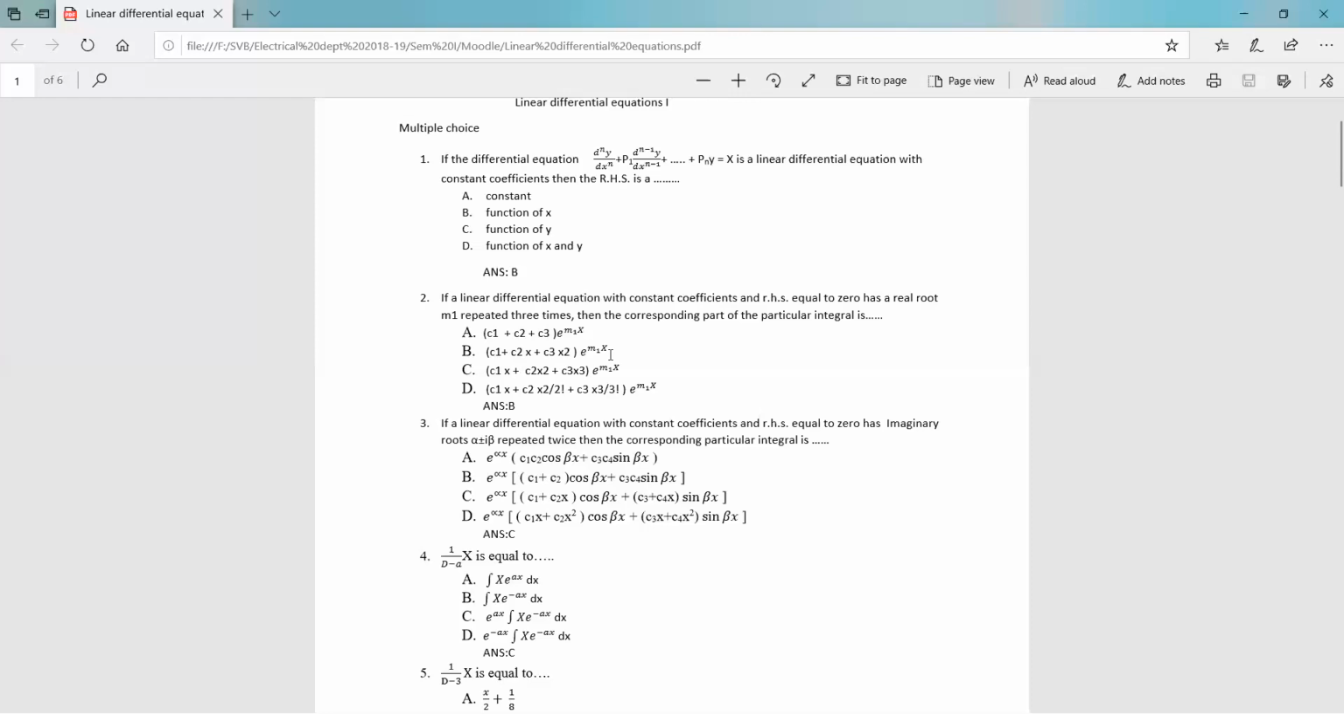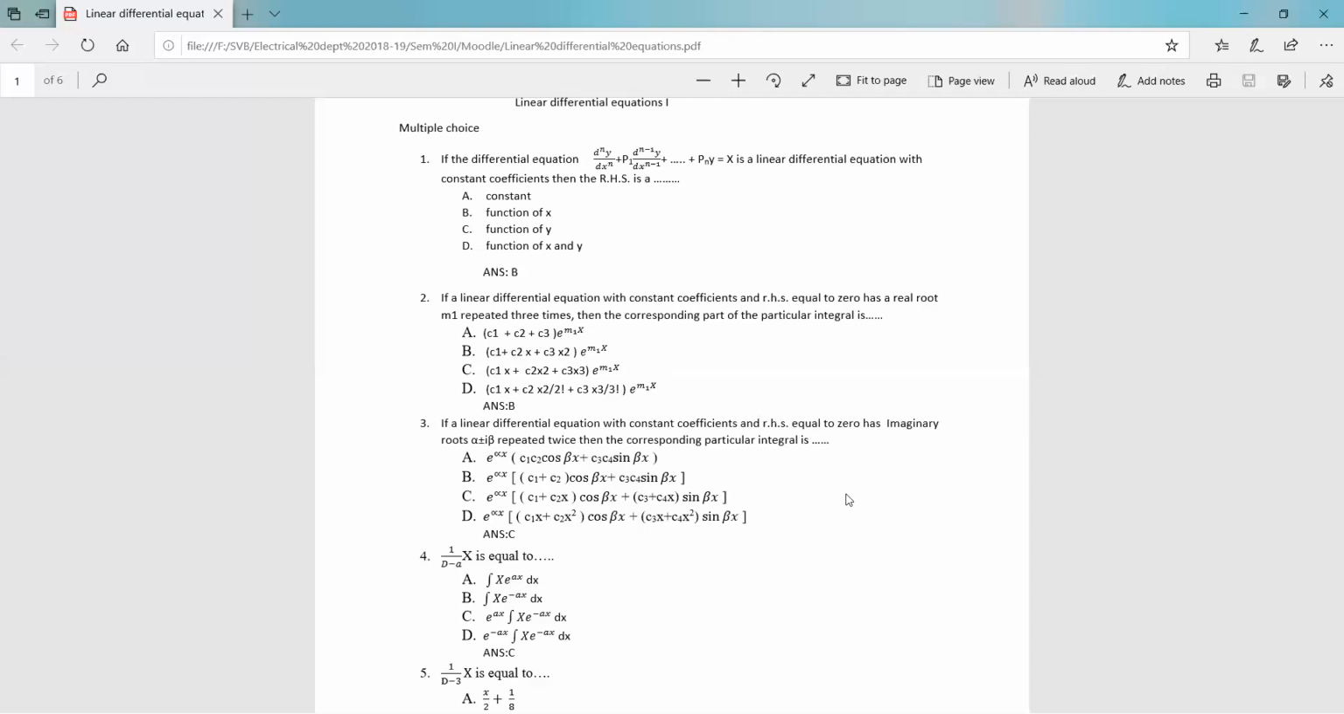See question number 3. If a linear differential equation with constant coefficients and a right hand side equal to 0 has imaginary roots alpha plus minus i beta repeated twice, then the corresponding part of the solution is, these are the 4 options.